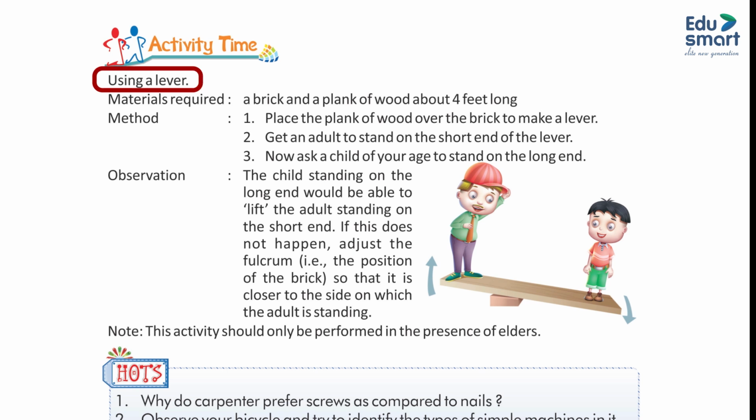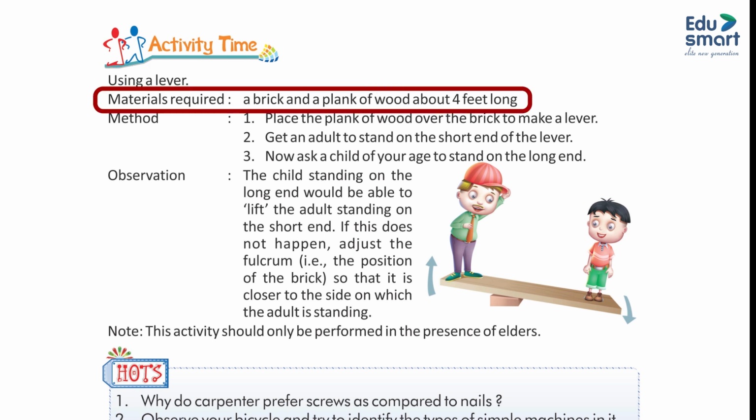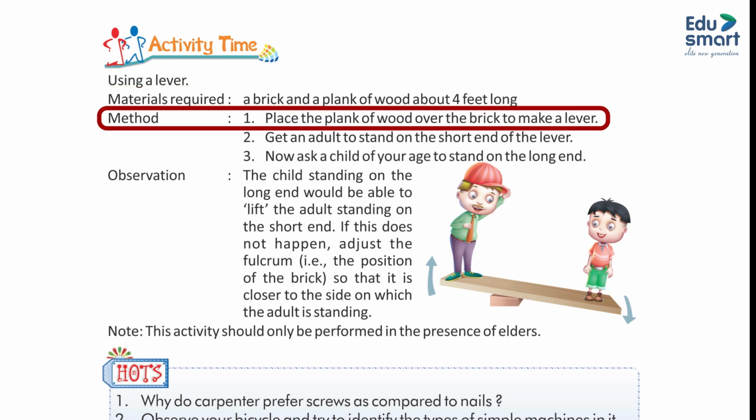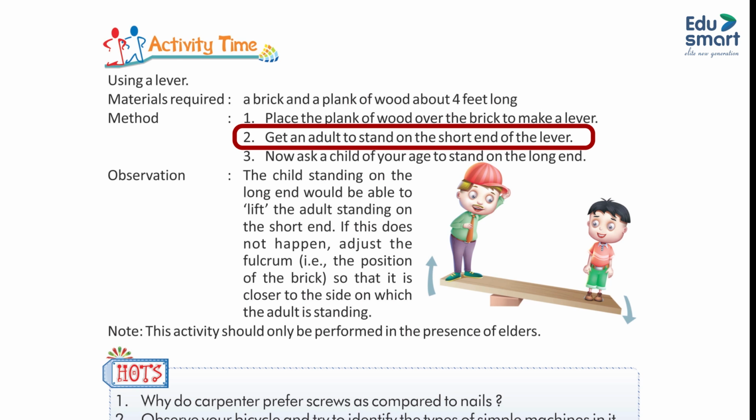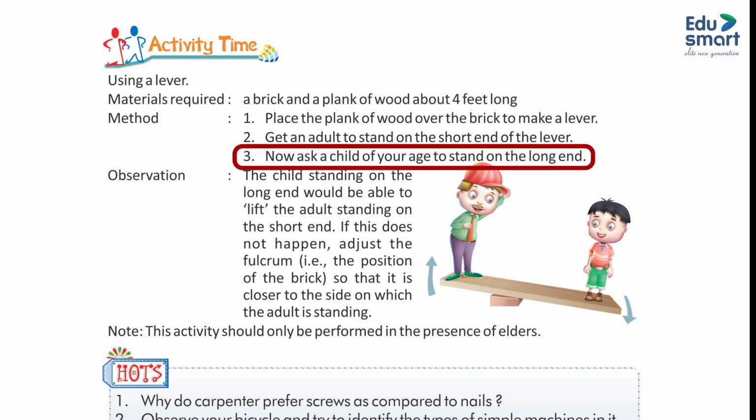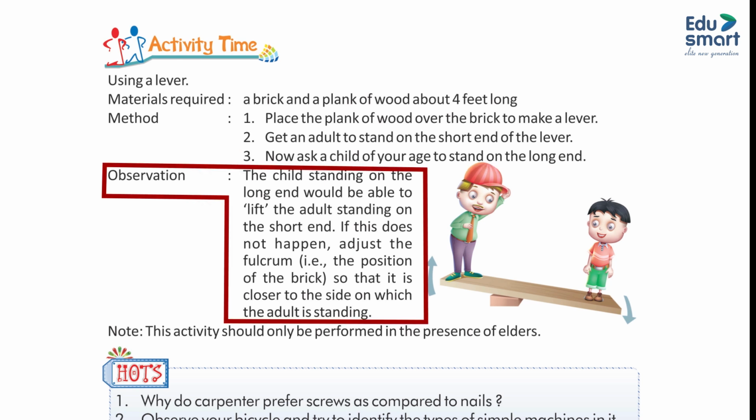Activity time. Using a lever. Materials required. A brick and a plank of wood about 4 feet long. Method. 1. Place the plank of wood over the brick to make a lever. 2. Get an adult to stand on the short end of the lever. 3. Now ask a child of your age to stand on the long end. Observation. The child standing on the long end would be able to lift the adult standing on the short end.